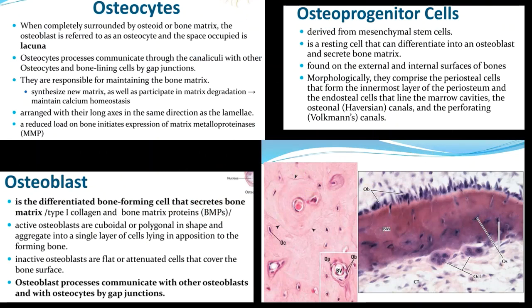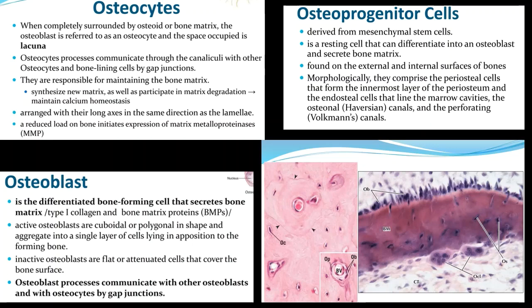Now, the individual description of the individual cells. This is the osteoprogenitor cell. It is derived from the mesenchymal stem cell. These are resting cells that can differentiate into osteoblasts, which secrete the bone matrix. They are found on the external and internal surfaces of the bone. These are the normal locations of the osteoprogenitor cells. Morphologically, they comprise the periosteal cells and form the innermost layer of the periosteum and the endosteal layer, and they also surround the Haversian canals, the perforating canals or the Volkmann's canals.